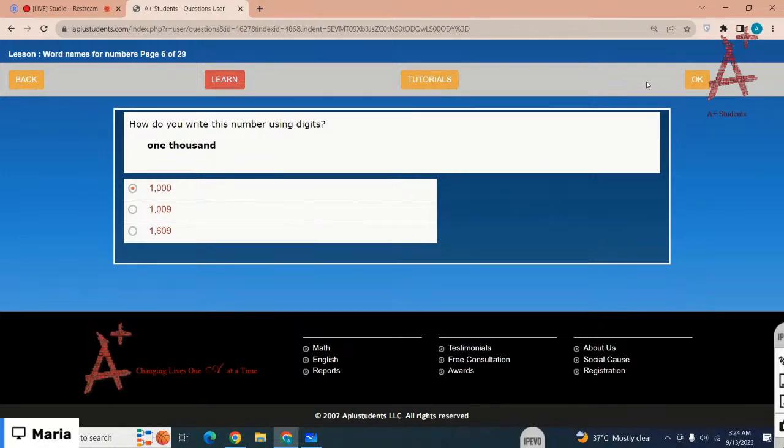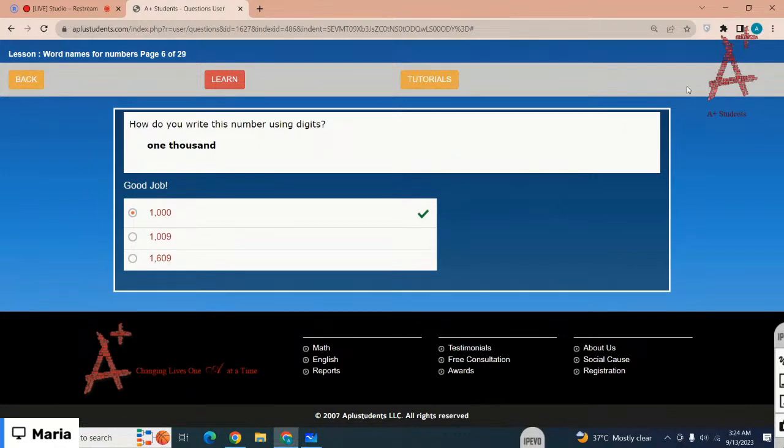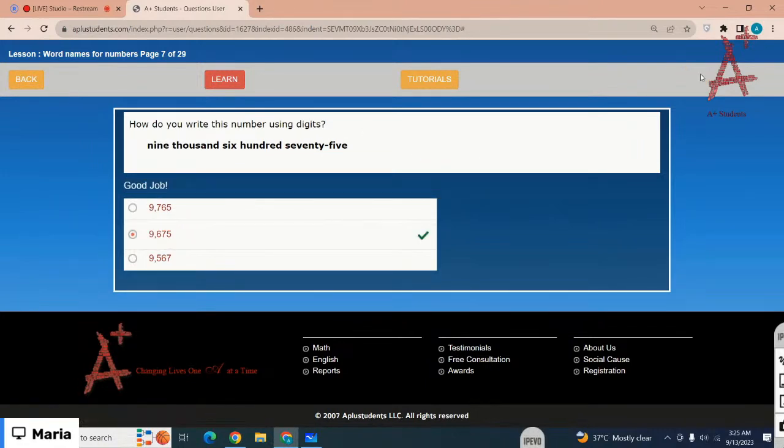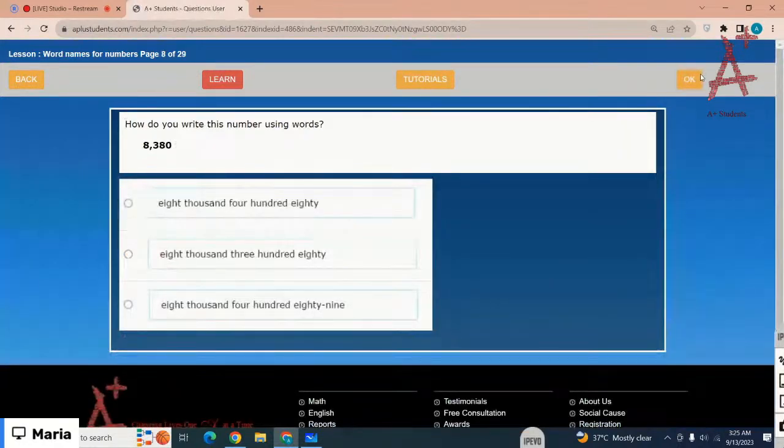The rest of the digits must be 0. How do you write this number using digits? 9,675. Yes, that would be 9,675. That is 9,675. Yes, the second option it is.